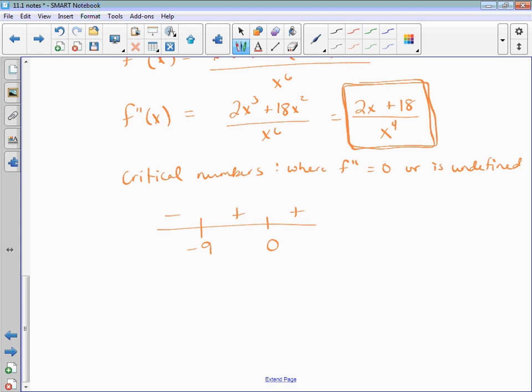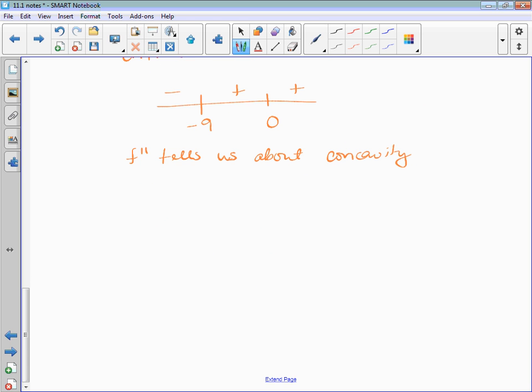All right. So what the second derivative tells us about concavity, like if your graph is concave up or concave down. Okay, we'll draw some pictures here. It's just so useful every day. It is. Absolutely.